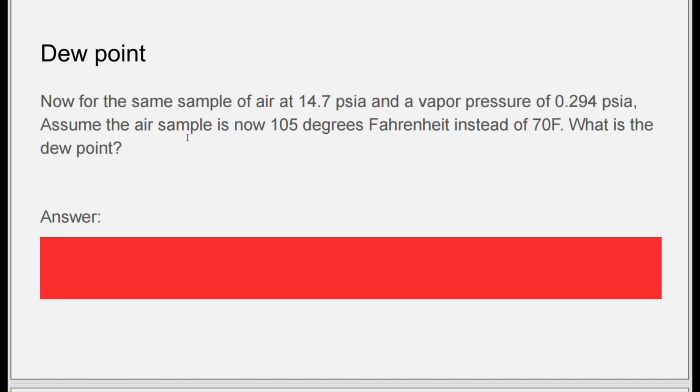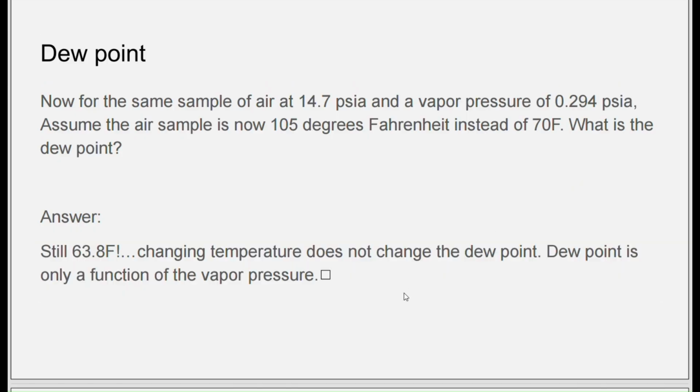All right, now let's take that same sample, but instead of it starting at 70 degrees, let's say it's 105 degrees. Now what's the dew point? Well, what we would do is find the partial pressure of water vapor, which is the same, find the corresponding steam temperature on the steam table, or plug it into that function, and we would find that the saturated temperature for that pressure is 63.8. So what does that mean? It means the dew point did not change.